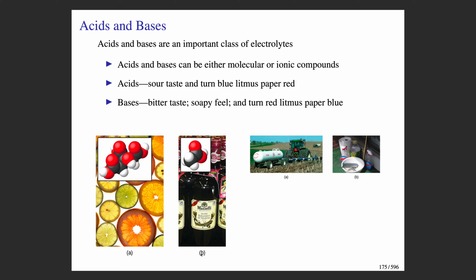So acids are known for their sour taste. For example, citric acid is the active ingredient in many sour fruits. Acids undergo certain types of chemical reactions. So, for example, if you take blue litmus paper and dip it in an acid, it will turn that litmus paper red.